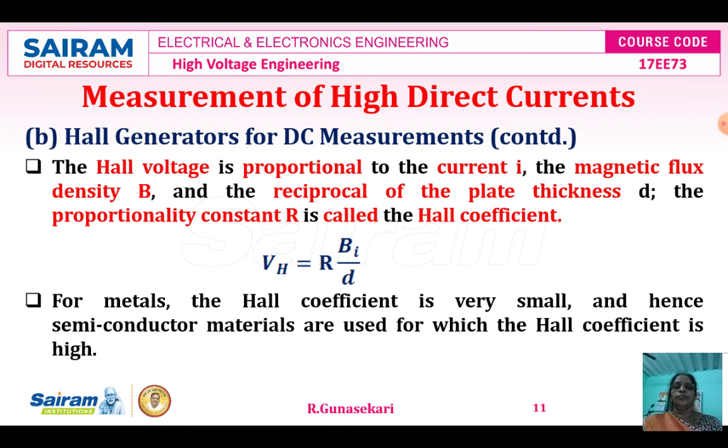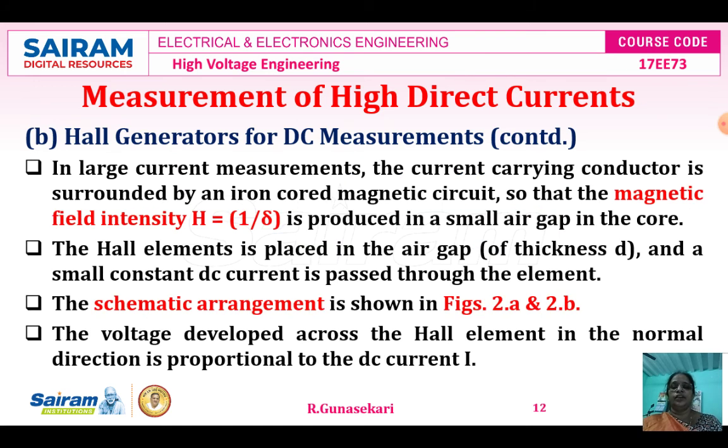Okay. For metals, the Hall coefficient R is very small, and hence semiconductor materials are used, for which the Hall coefficient is high. That means for metals R equals a small value. For semiconductor material R is a very high value.